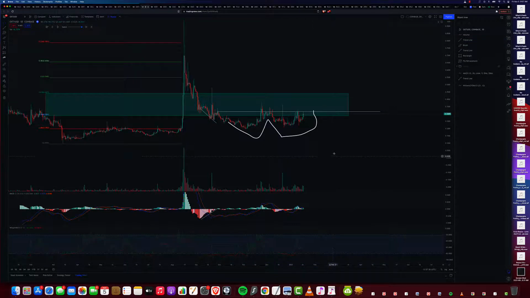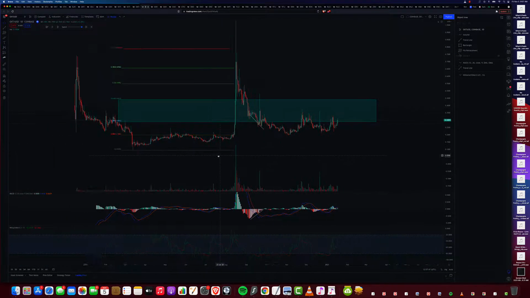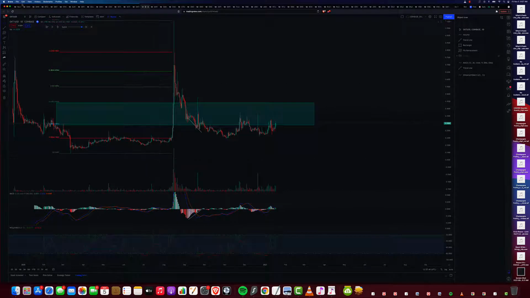All right, so let's go ahead and get rid of this so we're not cluttering up our chart. Also, another thing you can do is change this to a line chart, and you'll be able to see W's easier. See how much easier it is to see that that's actually making a W, and all you're looking for it to do is close above this line, and that will confirm it.